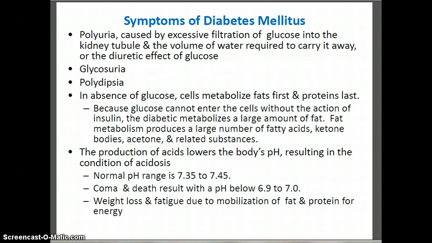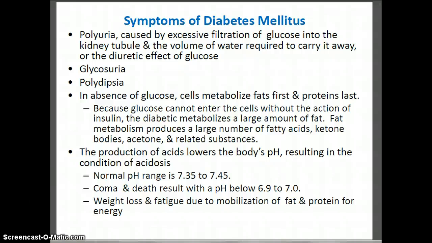Symptoms are polyuria, caused by excessive filtration of glucose into the kidney tubule and the volume of water required to carry it away. So this is a diuretic effect of glucose. Glucosuria and polydipsia. If you have forgotten what these terms mean, it is important for you to review these.